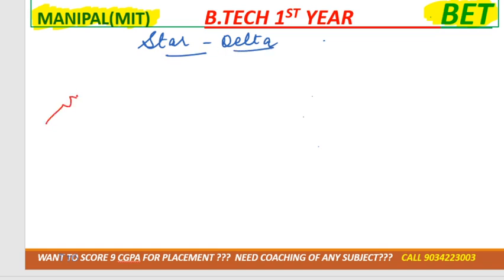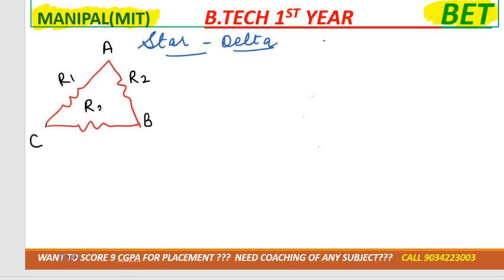Okay? Now see, it looks like a delta. Suppose this point is A, this point is B, and this point is C. And these are R1, R2, R3. And this is the star, right? This is RA, this is RB, this is RC, because these points are A, B, C. Note it down up to here.